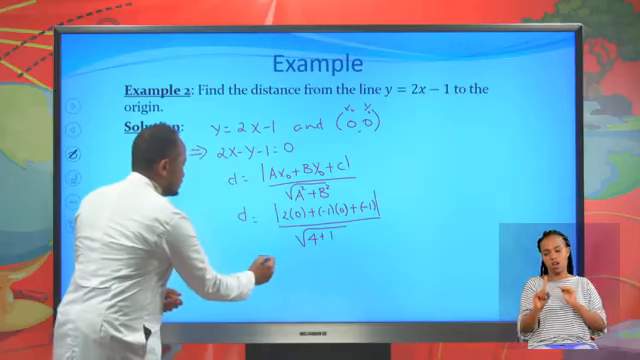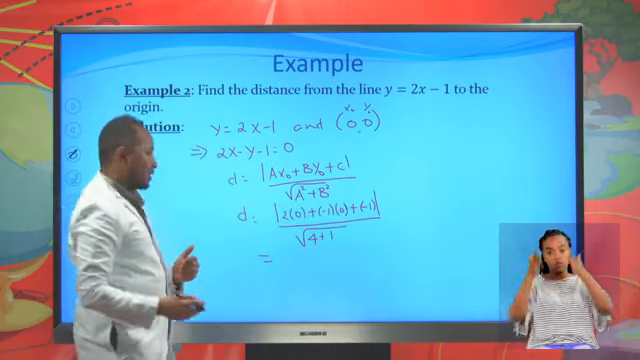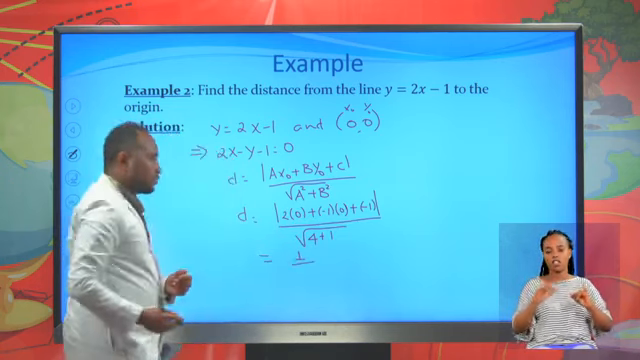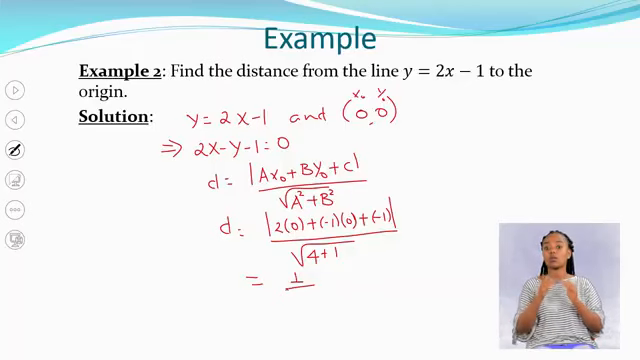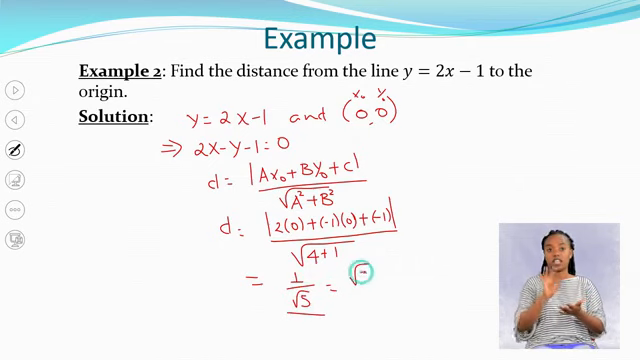So this is equal to 0 plus 0 plus minus 1, and the absolute value of minus 1 is 1. So you have 1 over the square root of 4 plus 1, which is the square root of 5. Rationalizing this, you have the square root of 5 over 5.